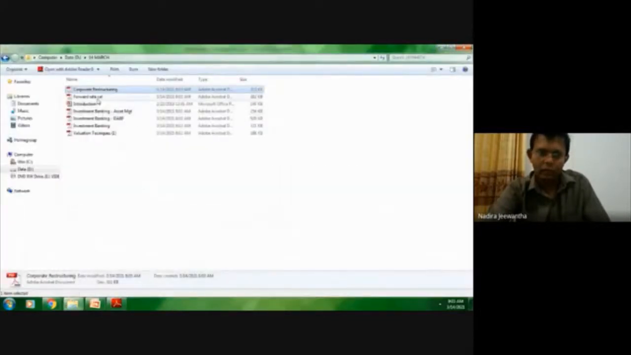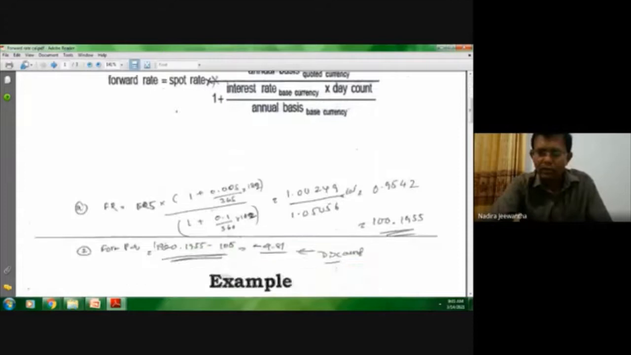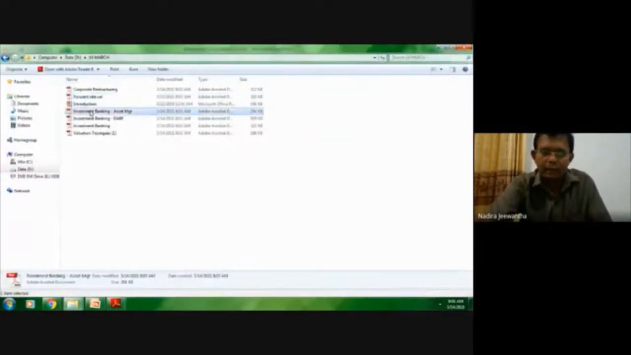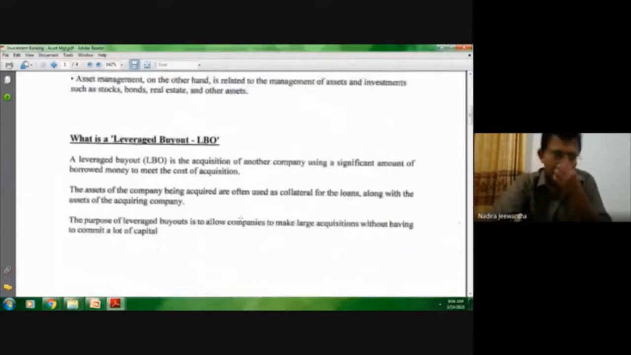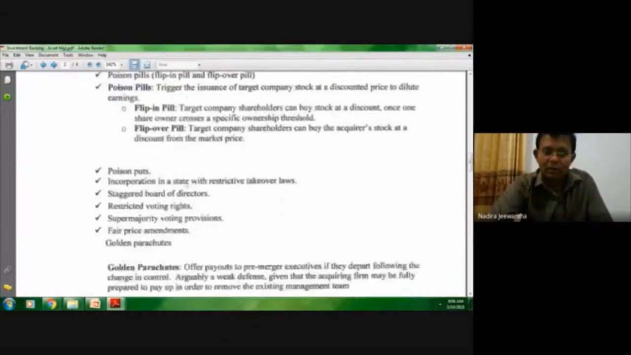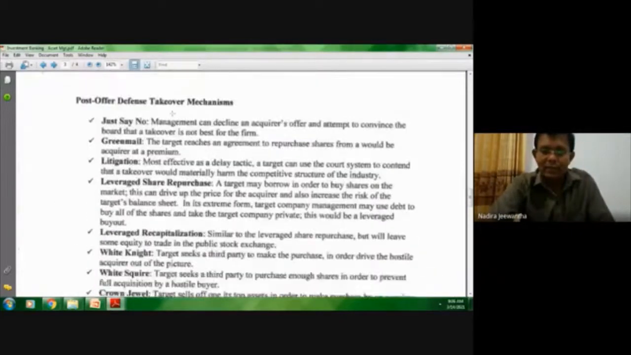And also this one I have uploaded to give you some knowledge of the forward exchange calculation. Don't worry about this. When we are doing questions, I will take one or two questions on how to calculate the forward. I don't think the examiner will test you on that. And this is another note for your asset management and wealth management definitions, leveraged buyout and all those things. Why we import hostile. We have done this, but I have taken some notes from foreign exams as well. Just go through this.